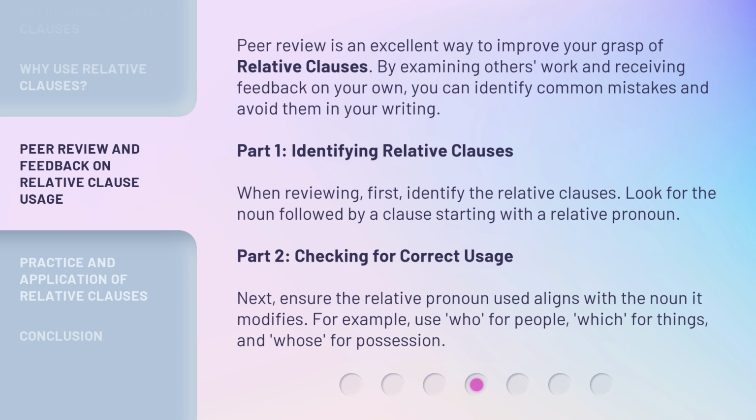When reviewing, first, identify the relative clauses. Look for the noun followed by a clause starting with a relative pronoun. Part 2. Checking for correct usage. Next, ensure the relative pronoun used aligns with the noun it modifies. For example, use who for people, which for things, and whose for possession.